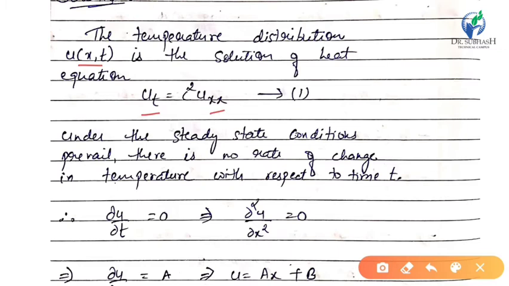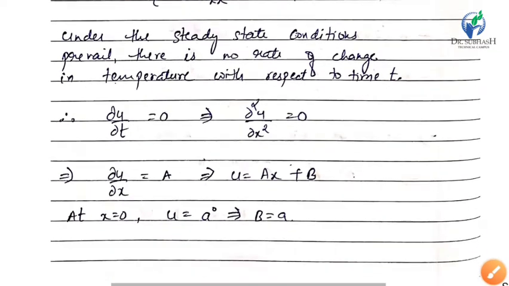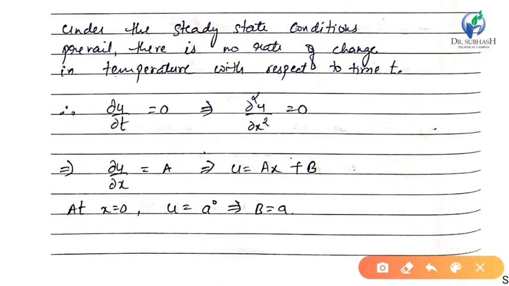Now, it is given that under the steady state conditions, there is no rate of change in temperature with respect to time t. That means del u by del t will be equal to 0. And del square u upon del x square will also be equal to 0. Now, we have to find the value of u. Okay, we have to find the function u.